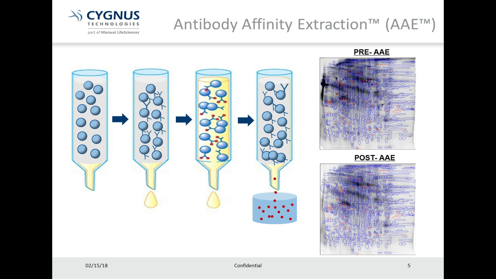After loading the column, it is washed until the background signal is achieved, and then it is eluted. So at the end of the experiment, there are two samples. The first sample is the starting material, and that represents all of the HCPs that could find their way into your product. The second sample is the AAE eluate. This is all of the HCPs that were specifically removed by the antibodies on the column.